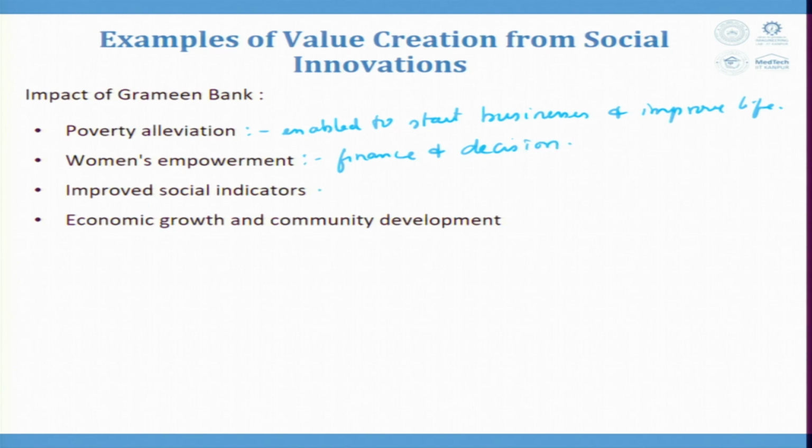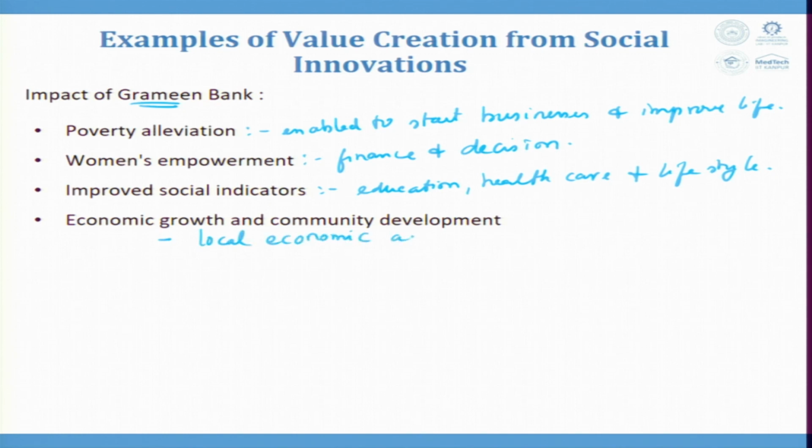Next is improved social indicators, related to education, healthcare and lifestyle, which have improved because of these Grameen banks. A social innovation, you see how it has impacted the society. Then it is economic growth and community development. We have local economic activities, entrepreneurship, and job creation. It has happened, job creation has happened.